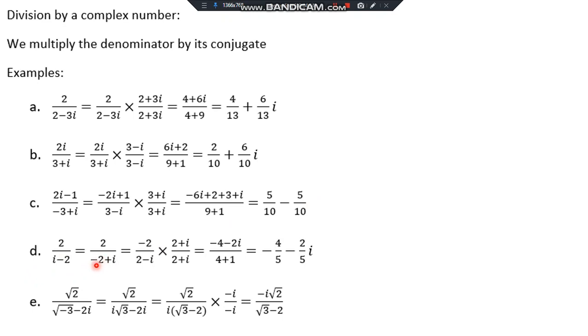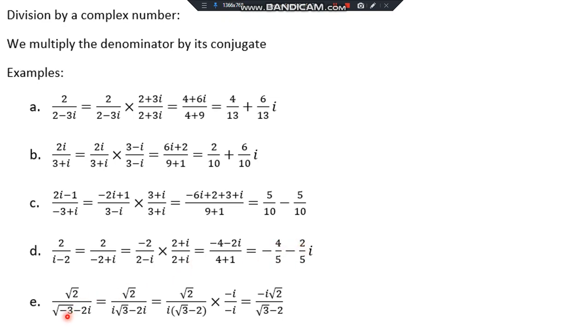Here since the real part is negative, I said put everything opposite: minus 2 over 2 minus i. Multiply by the conjugate up and down, 2 plus i, and you're going to get minus 4 minus 2i over 4 plus 1 down. So you're going to have minus 4 over 5 minus 2 over 5 i. This is the real part, this is imaginary.